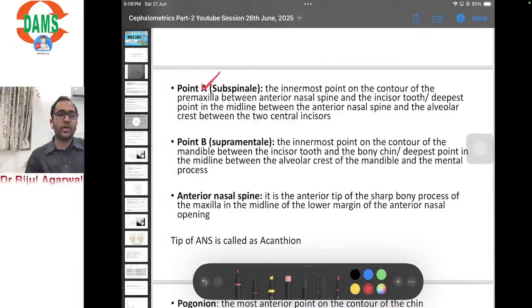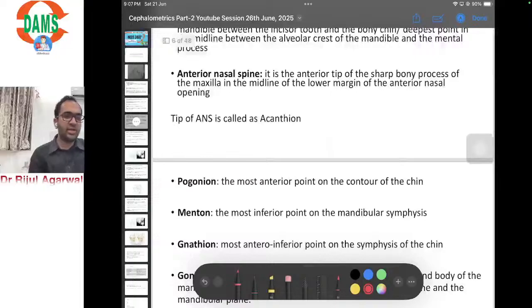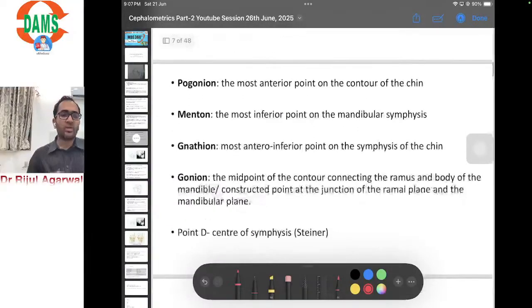And point B is the deepest point or the innermost point on the contour located on the mandible between the incisor tooth and the midline, between the alveolar crest of the mandible and the mental process. Anterior nasal spine marks the anteriormost tip of the sharp bony prominence of the maxilla, and the tip of the ANS is also known as acanthion. Next, the landmarks on the mandible: pogonion, the anteriormost point; menton, the inferiormost point; and gnathion, the anterior inferior point located between pogonion and menton.